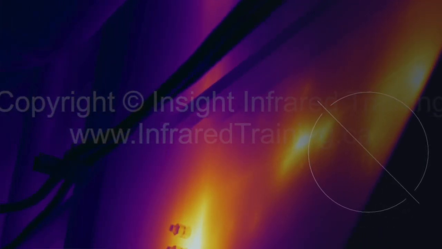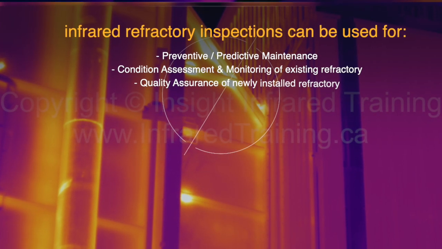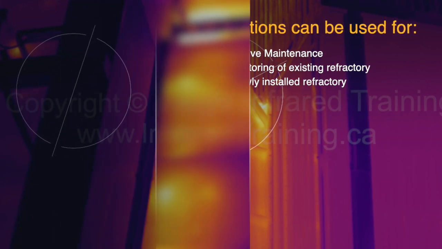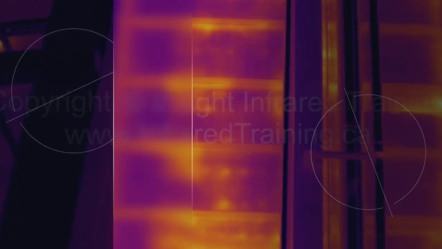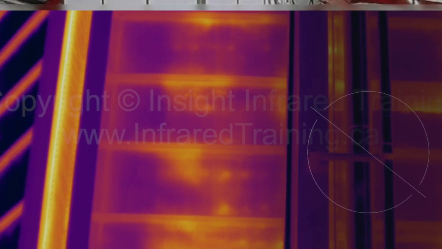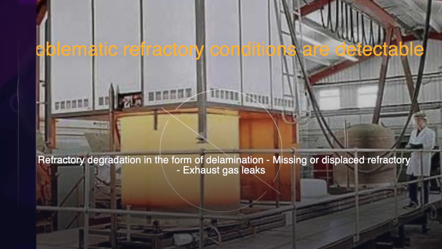As a result, infrared refractory inspections can be used for preventive, predictive maintenance, condition assessment and monitoring of existing refractory, and quality assurance of newly installed refractory. Many problematic refractory conditions are detectable through the use of infrared thermography. These conditions include refractory degradation in the form of delamination, missing or displaced refractory, and exhaust gas leaks.